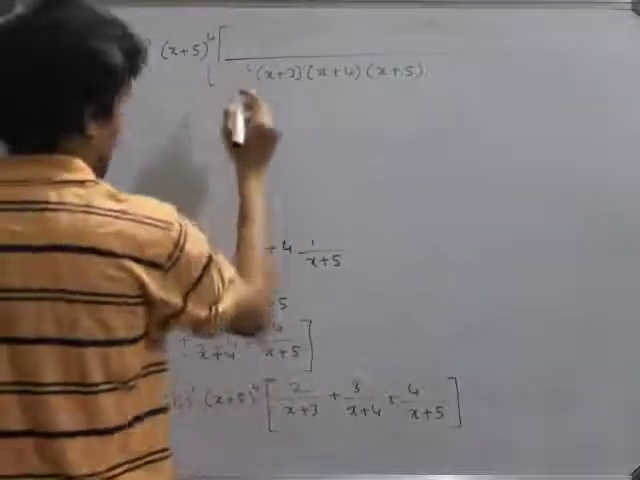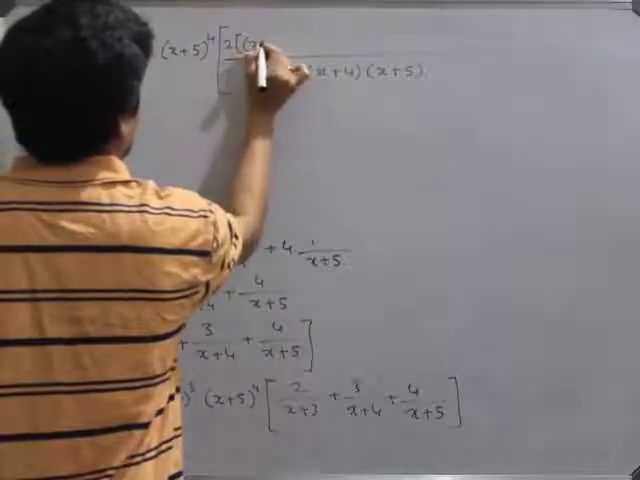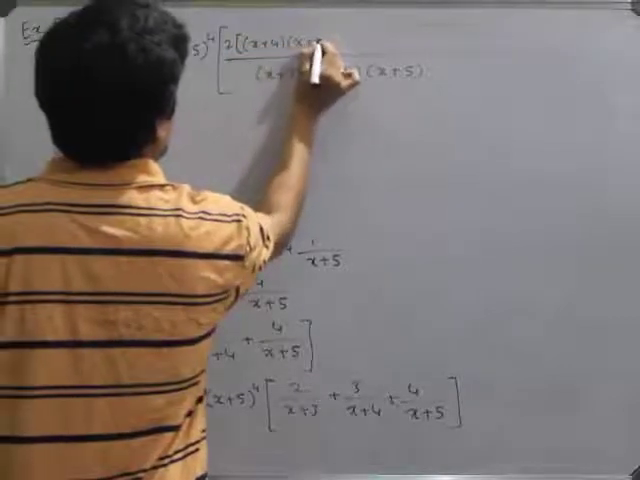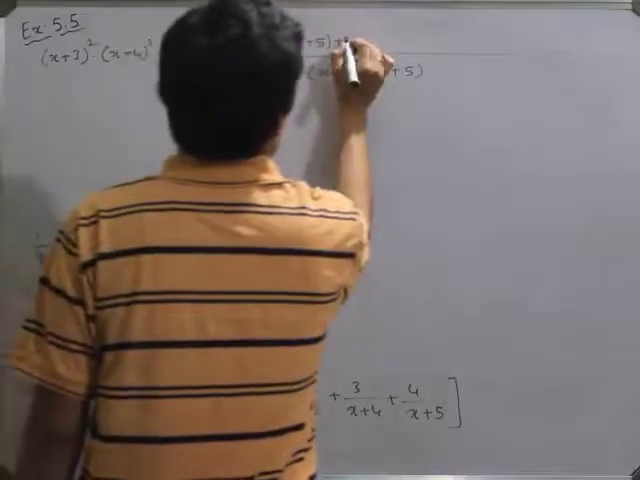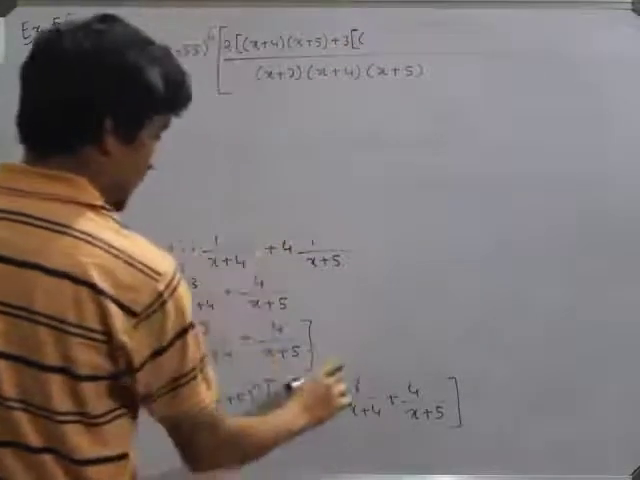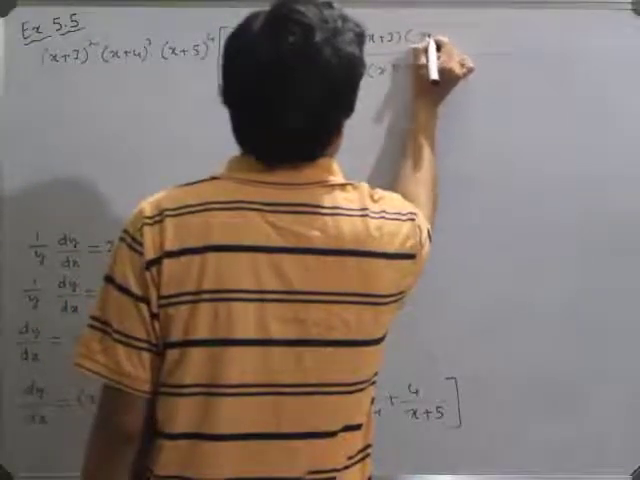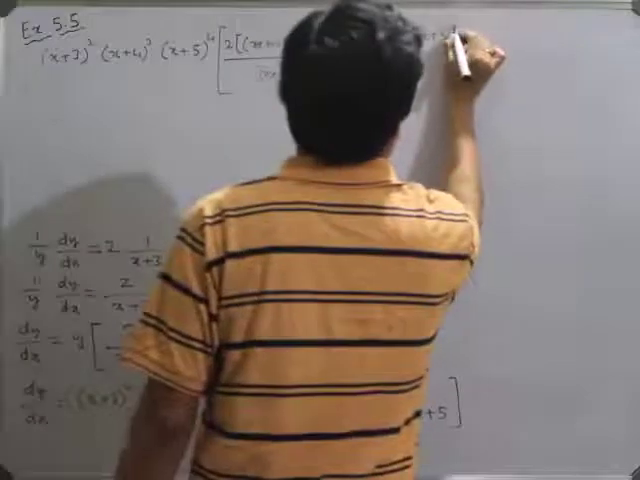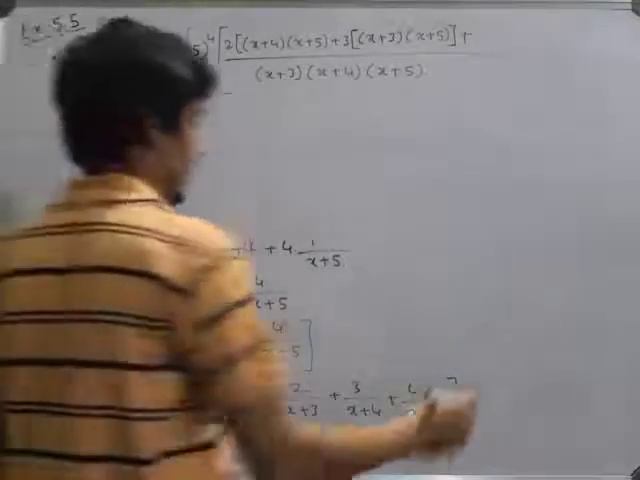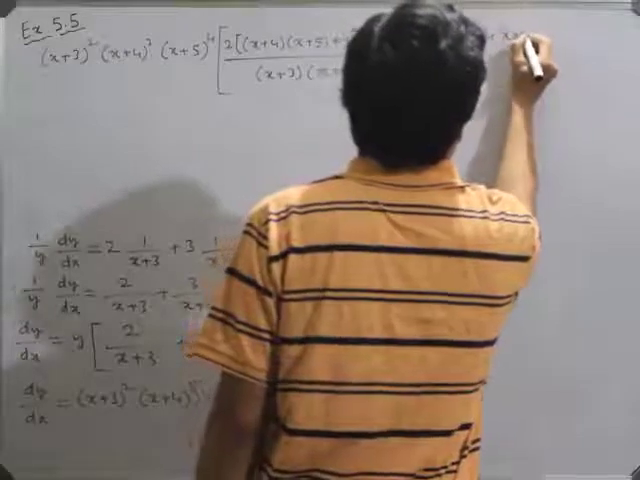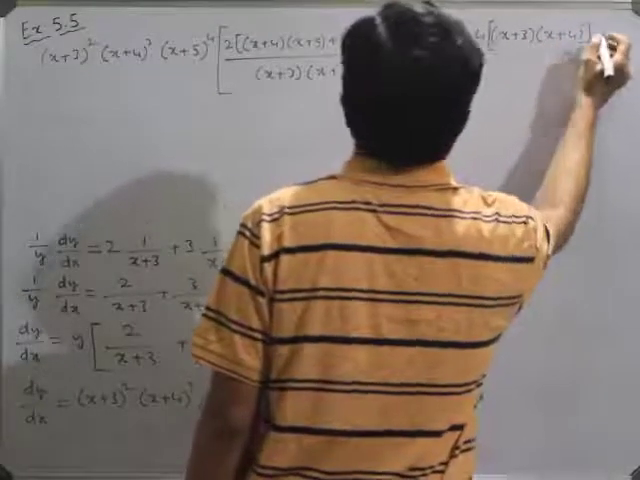Now in this case, we will have 2 into (x+4) into (x+5) plus, here it will be 3 into, what are the terms? (x+4) is there, (x+3) into (x+5). So 3 into (x+3) into (x+5), plus 4 into these two terms, (x+3) into (x+4).